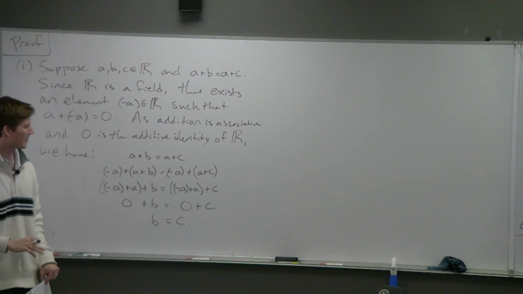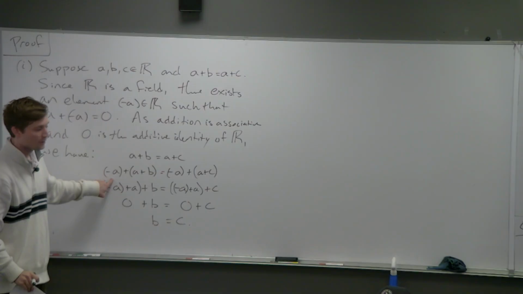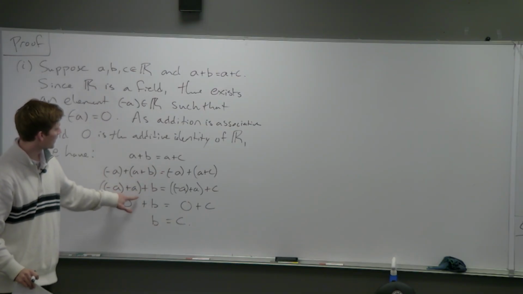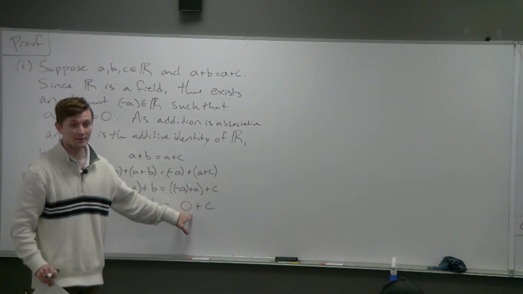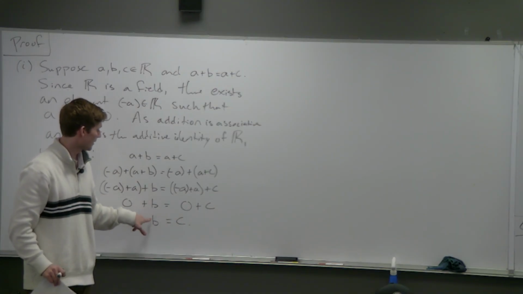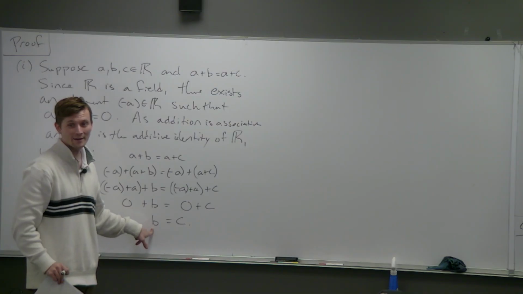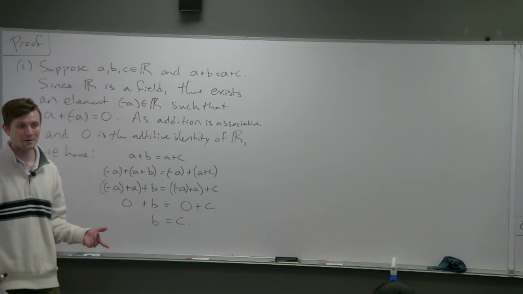Pretty smooth, eh? All you need is the existence of an additive inverse, the ability to regroup your addition. You use the definition of what an additive inverse is. It's the thing you add to something to get back a 0. Then you use the fact that 0 is the additive identity. It's the thing where if you add it to stuff, you get back that thing. Nice. Okay. So B is equal to C.